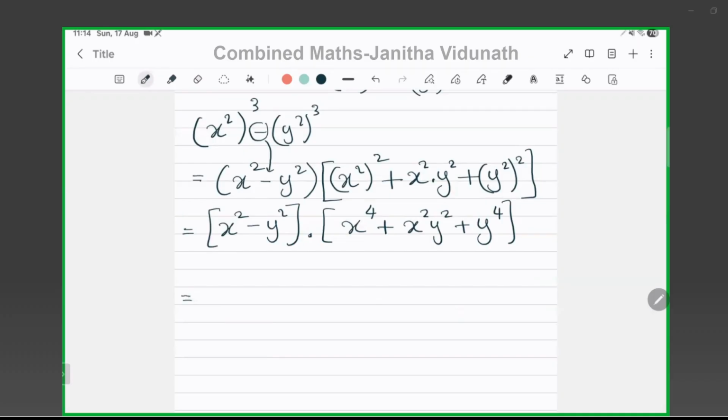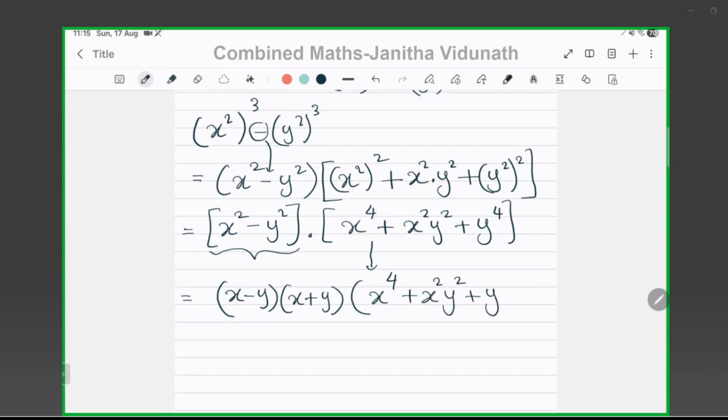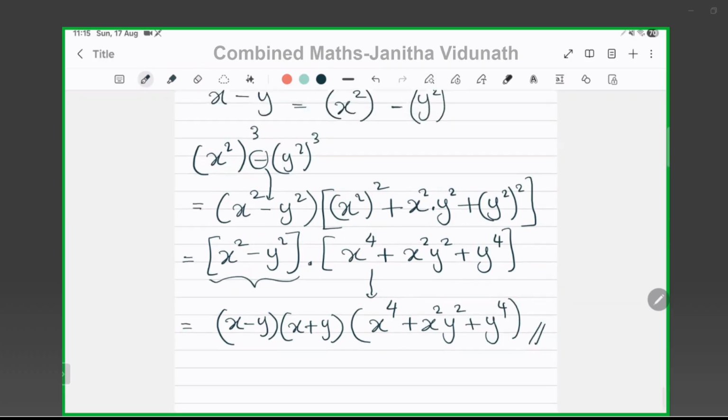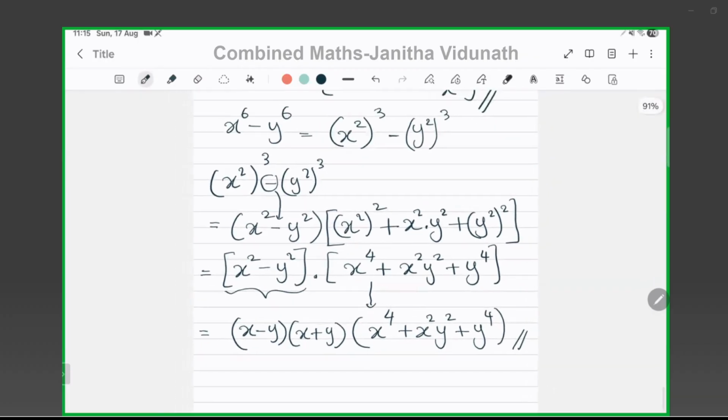Then if we closely see this, we can find that this can be further factorized by using the difference of squares. Then we can write this as x minus y times x plus y. Then we can write back x to the power 4 plus x square y square plus y to the power 4. Okay. I will give another 1 minute to write down this.